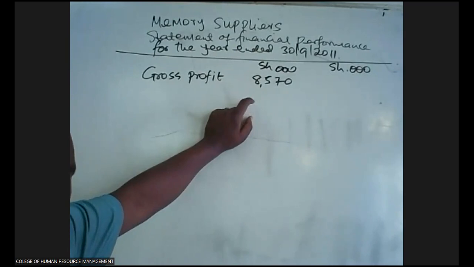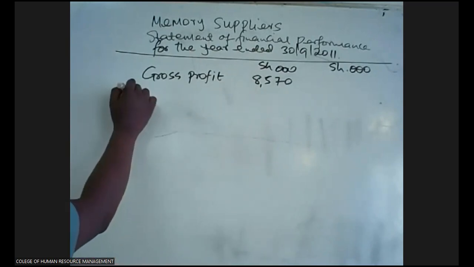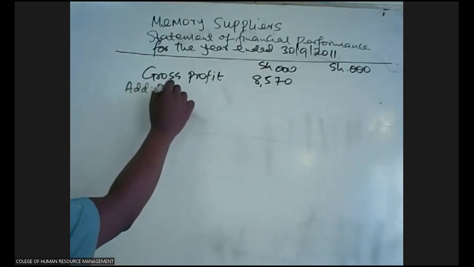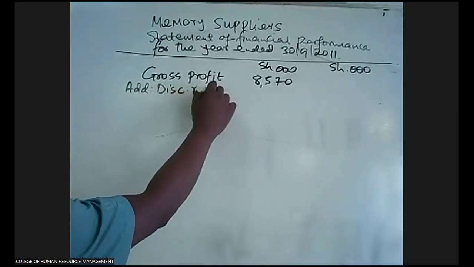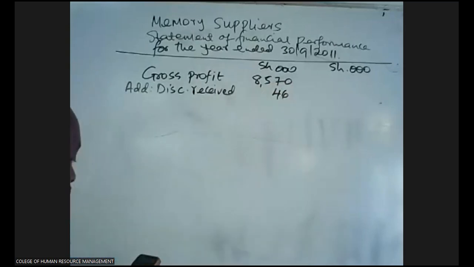From the top, we have motor vehicle, accounts receivable, motor expenses, rent and rates. Discount received is there. It is added to the gross profit, and it is 46. Then wages and salaries, accounts payable, provision for depreciation of motor vehicle, carriage out, cash at bank, drawings, gross profit, inventory, and capital. It is only the discount received which will be treated as other income.